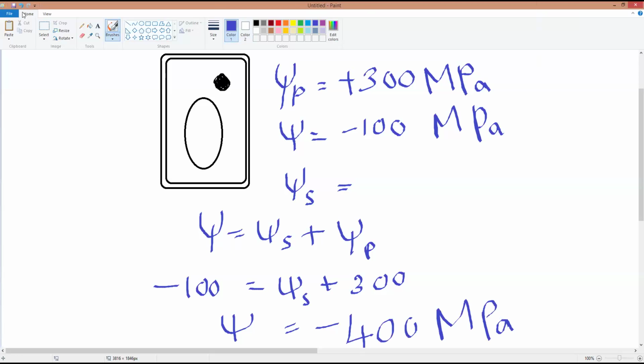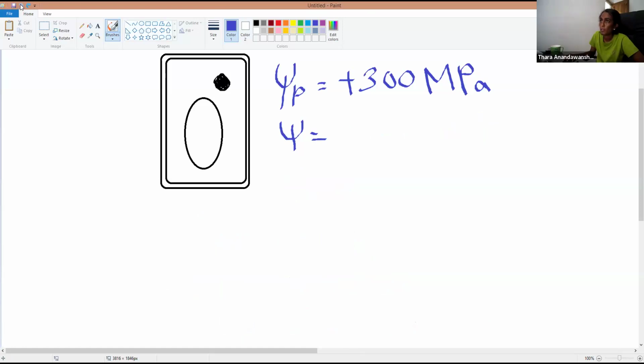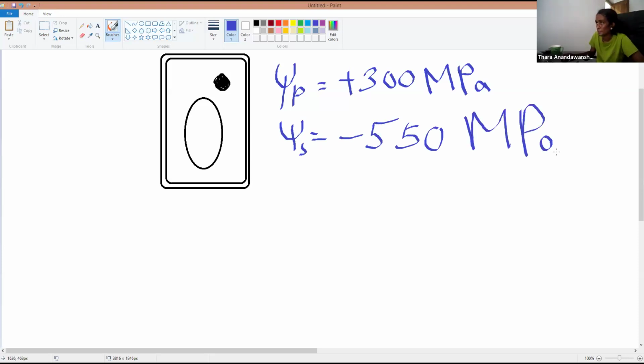I'm giving another one from this. I will give minus 550 megapascals. Right, now find out the psi value here.